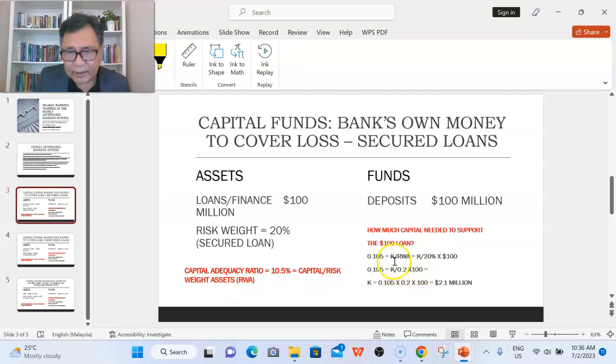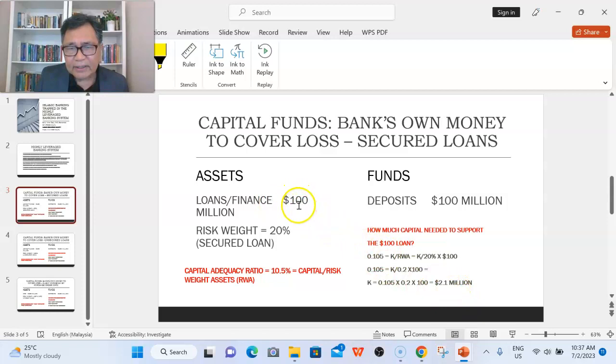So we can see that the RWA consists of the risk weight of 20% multiplied by the size of the loan of 100 million. And we can see that the minimum capital requirement of 0.105 is equal to K, which is the capital requirement to absorb the unexpected losses, divided by the 0.2 risk weight multiplied by 100 million. And we can get the minimum capital requirement of 2.1 million. So the bank needs 2.1 million in order to make 100 million worth of loan or financing.